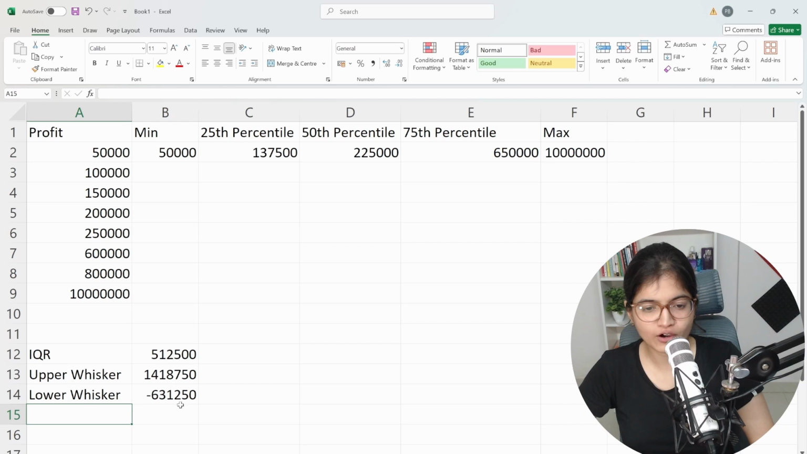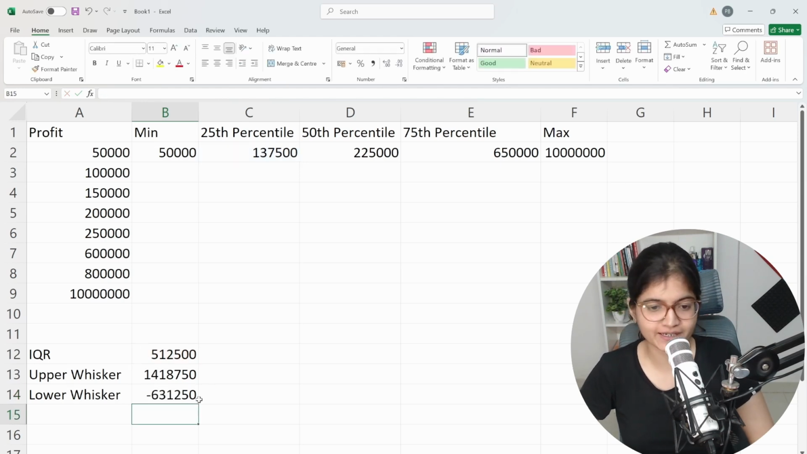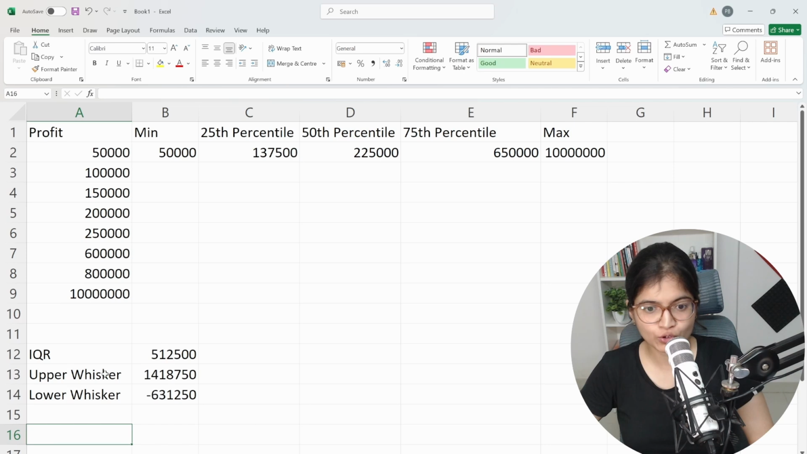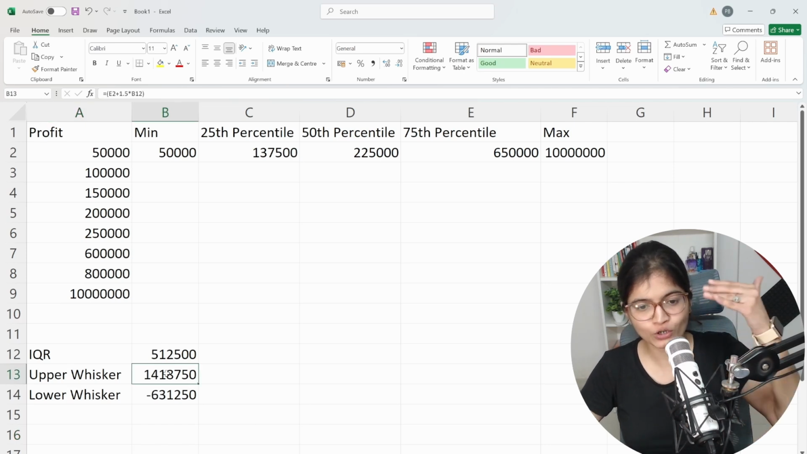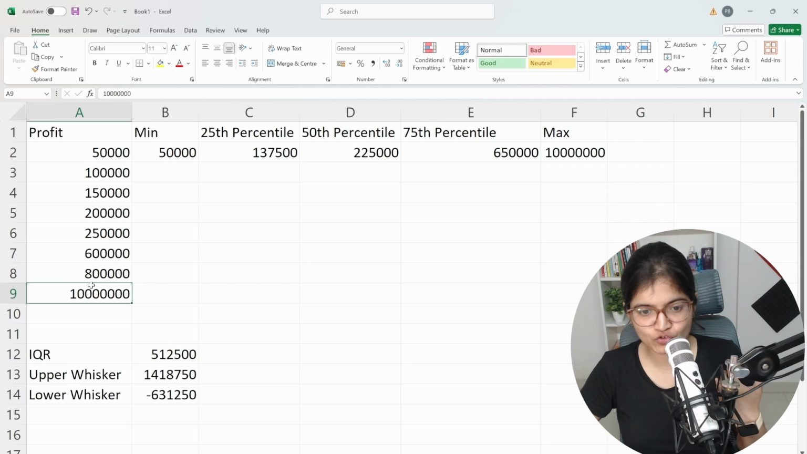Lower whisker in this specific scenario is the value of Q1 minus 1.5 times IQR, and you will be able to get the value of lower whisker, and this seems to be a negative number. Makes sense, it can happen. Now any number which is beyond this range or below this range will be an outlier, which seems to be this 1 crore.